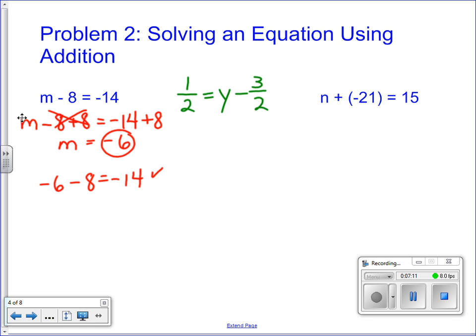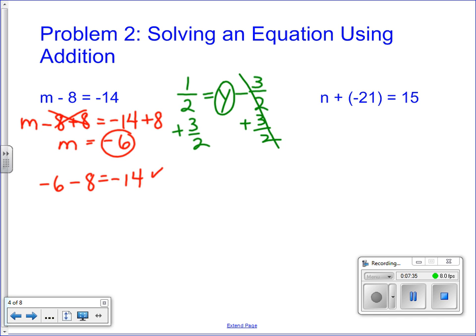In our next equation, we have 1/2 equals y minus 3/2. I'm going to go back to my vertical method, especially since I'm going to be short on space here. And again, I want to isolate y, so I'm going to undo subtraction by adding 3/2 to both sides.